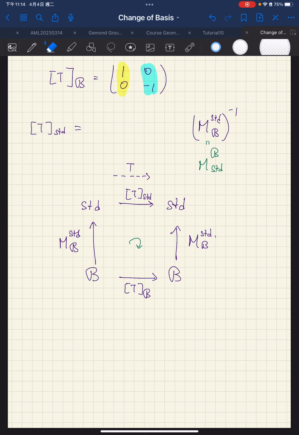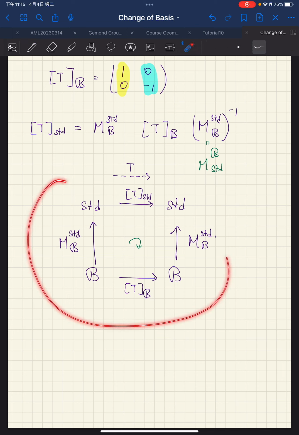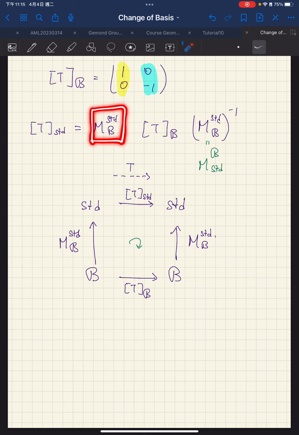T_B. And finally, this matrix M, standard B. Okay, so this is the formula, because of this diagram. So before I continue, let's examine what is in this formula. This thing you know how to do; it's just copying the B basis. This thing you know how to find. The inverse, you know how to do because I told you about the row operation.